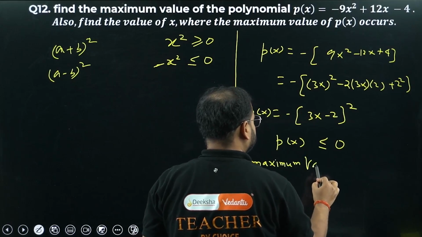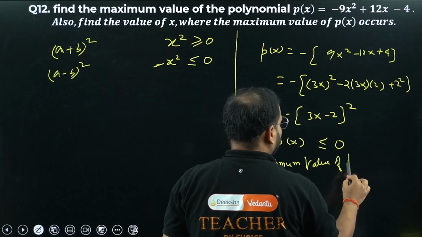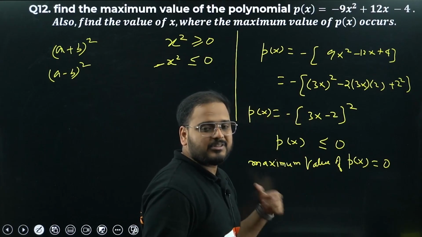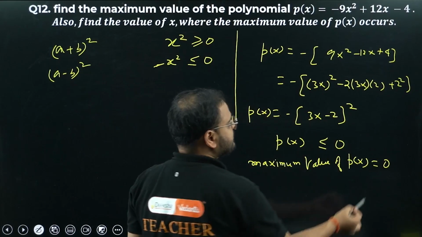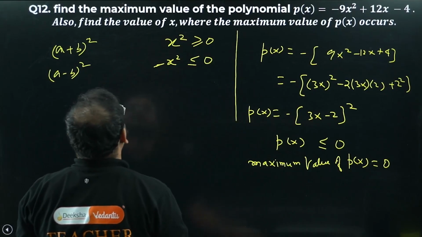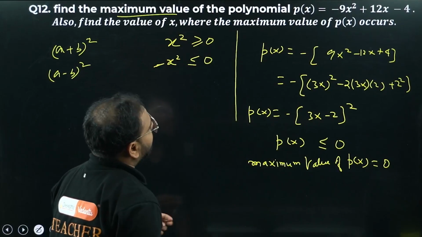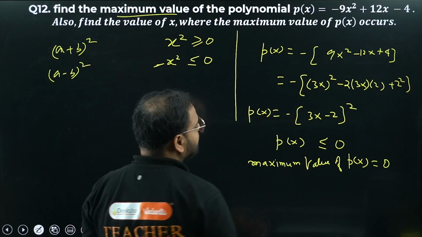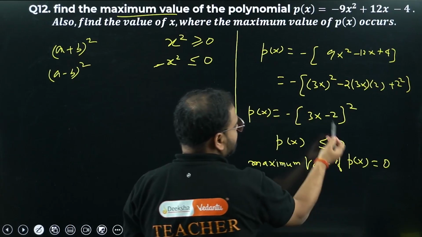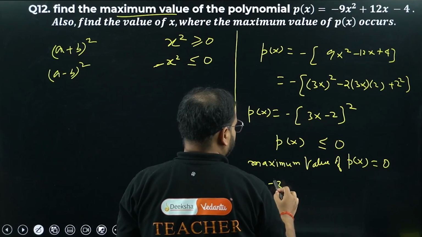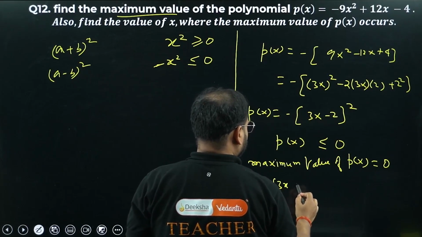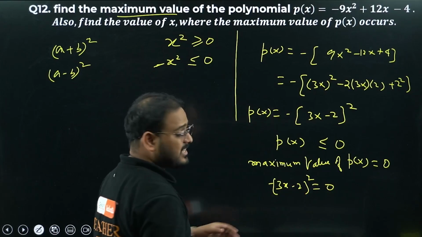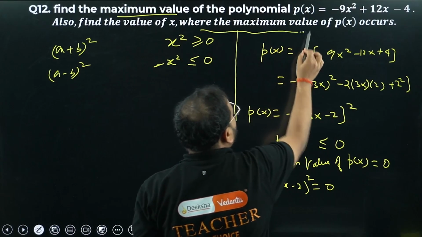The maximum value of p(x) is 0, sir, because it is either 0 or negative. What is the highest value, 0 or a negative value? 0. So the maximum value is 0. They are asking us to find the maximum value. Now we have to check where it occurs, where it is maximum. When is it 0? Put 3x minus 2 equal to 0. They are asking basically where the maximum value of p(x) occurs.